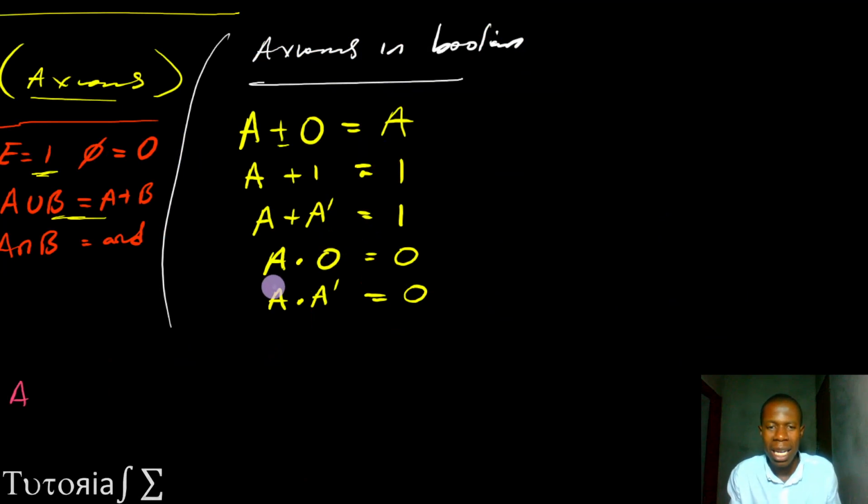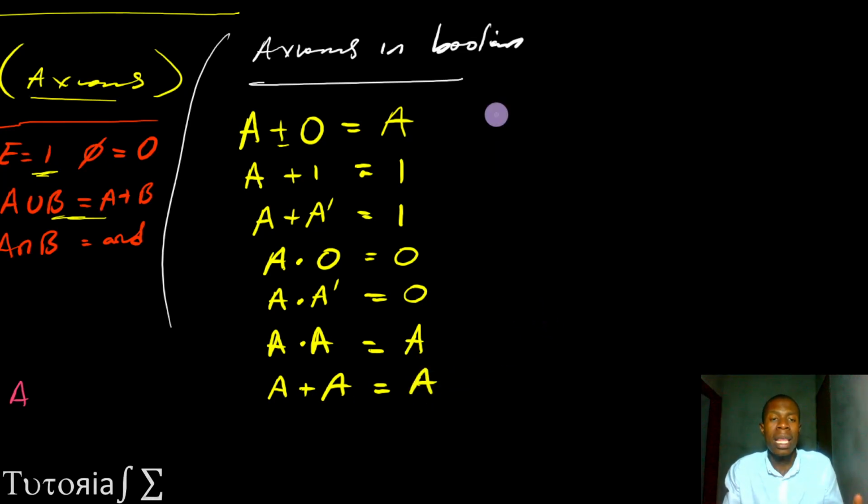All right, so other axioms. So maybe we have A intersection A. So intersecting A and A, what do A and A have in common? They'll have A in common. So these are some basic axioms. Then maybe A plus A. What does combining what is in A and what is in A give you? This will give you the set A.